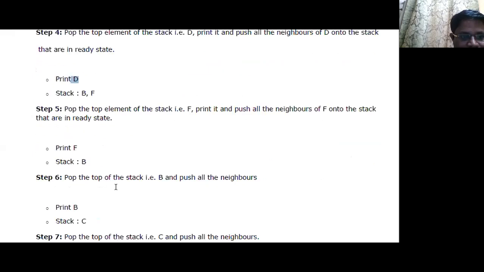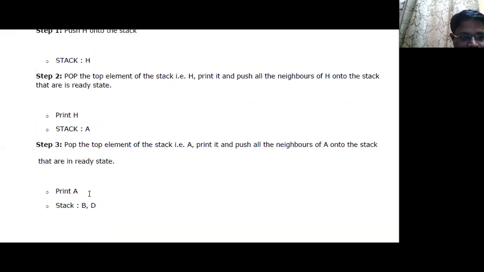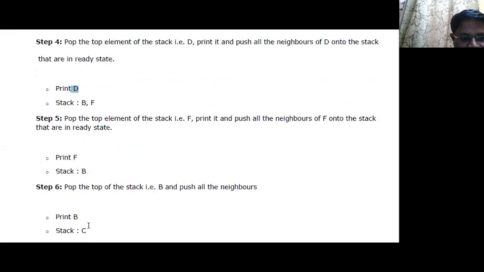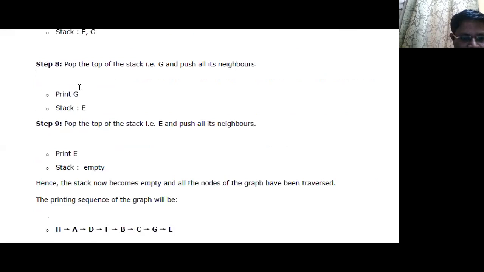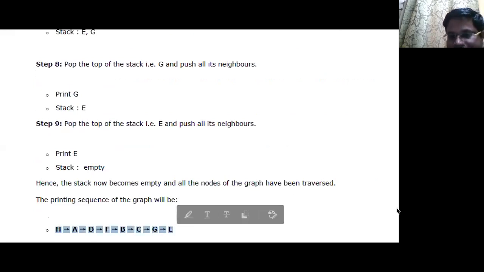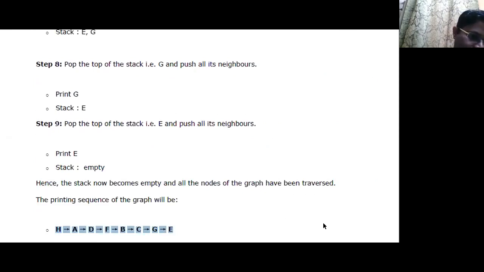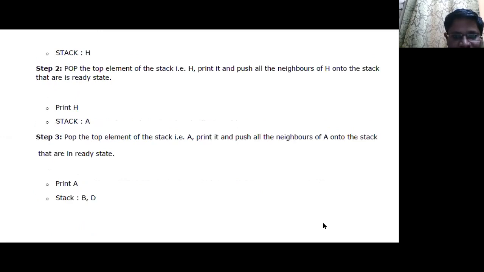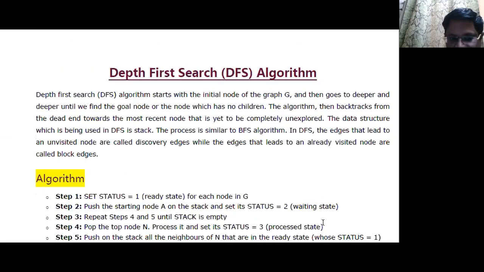And after that, we are printing B value, C and G, and last we are printing E value. So this is the sequence after depth first traversal of the given graph. So these are the sequences that we find after applying the depth first search algorithm.